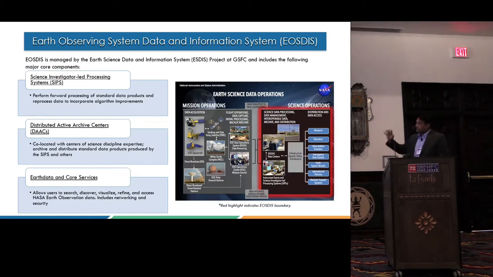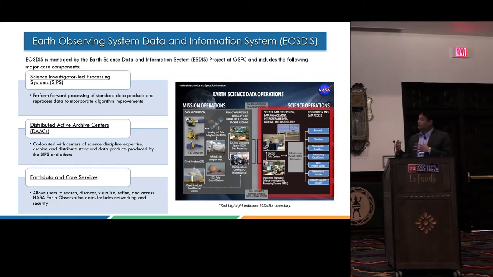So drilling down into a little bit more detail, there are 3 components to this whole architecture. There is a component called SIPs, which are the science investigator-led processing systems. They are related to the science teams that are leading the satellite missions. So they know the science problems they're trying to solve. They develop the science algorithms that become the standard algorithms that are used to create the standard data products that are shared with the science community to do their research. They are kind of the gold standard for scientific research.